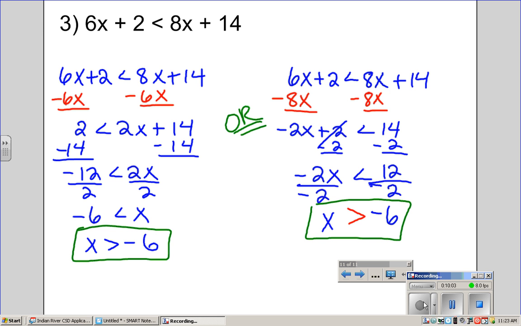If you're looking at the second part on the right, you need to switch the inequality when you divide by a negative. Last would be to put that on a number line. -6. Open circle, shaded to the right. Now go ahead and put the arrow, do a squiggly, whichever you prefer.